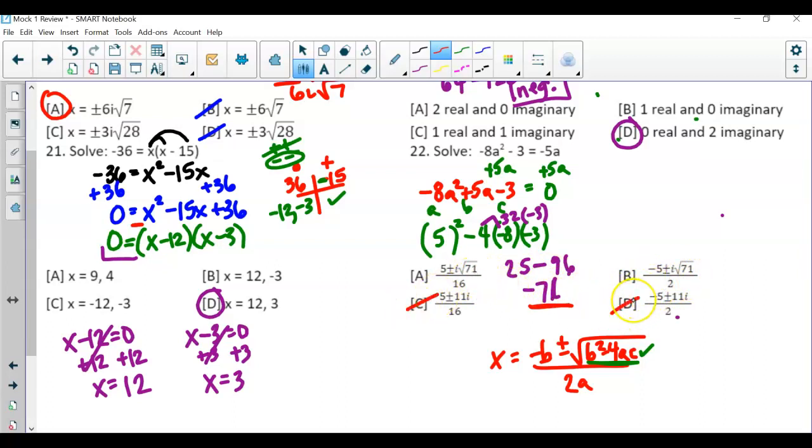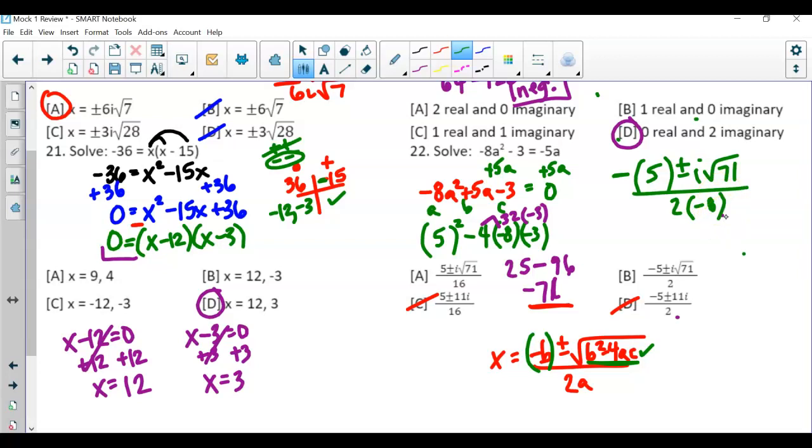So I'm going to mark off C and D. Now I'm going to continue. Here we've got negative b. So negative b, well, what was b? 5. Then plus or minus the square root of negative 71, which again would give you i times the square root of 71, over 2 times a, which is negative 8. So negative 8 giving you that negative 16 here.